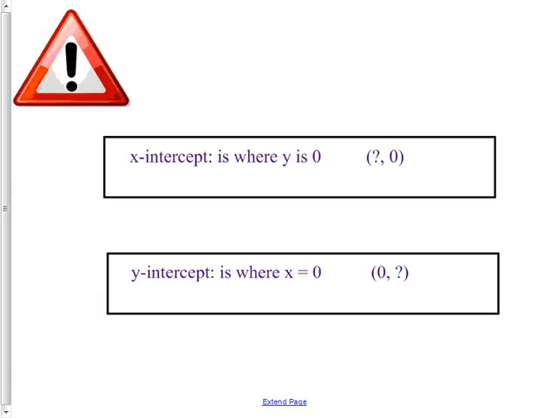All right, but this is a really, really important thing. See the warning sign there? Worthy of you memorizing, because it comes up in pre-calc a lot also. The x-intercept is where y is 0, and the y-intercept is where x is 0. It kind of makes sense. Now, why do you care?